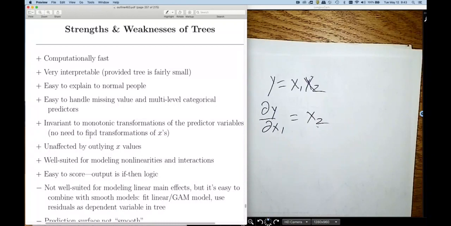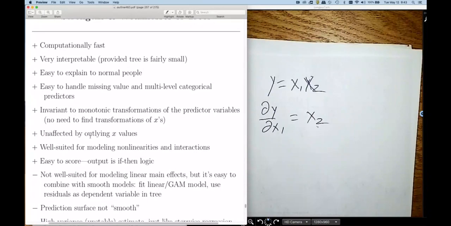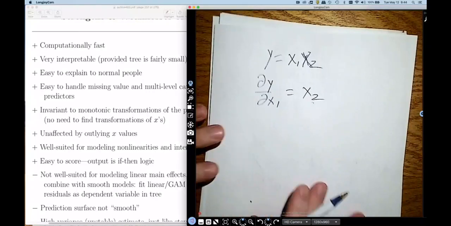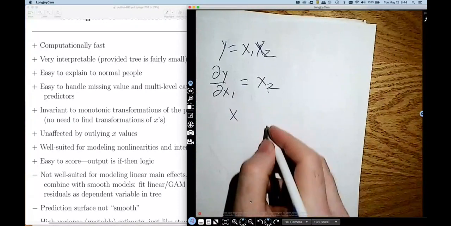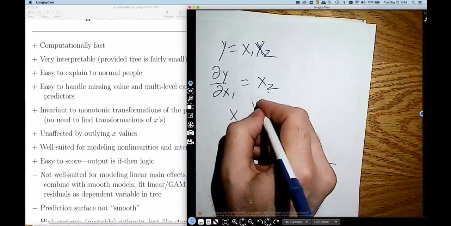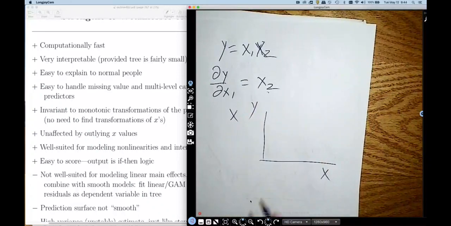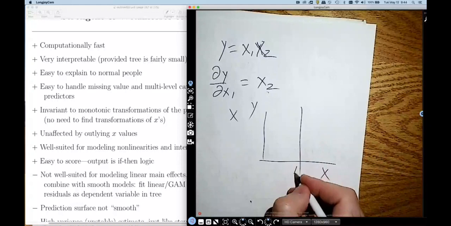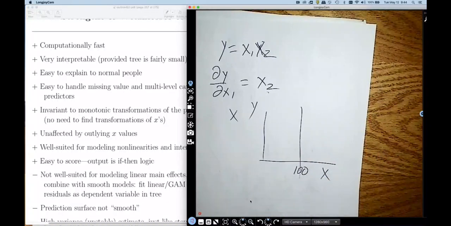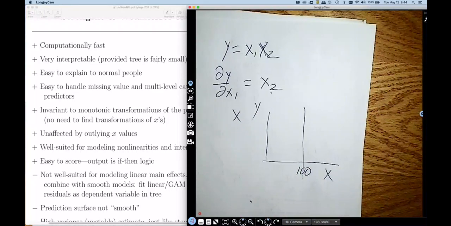Trees are invariant to monotonic transformations of predictor variables. So what do I mean by that? Well, let's say I have some x. So here's my x and here's y. And if I wanted to make a split somewhere on that x, say x equals 100, so all values to the right would be 1, all the values to the left would be 0, that's exactly the same thing.